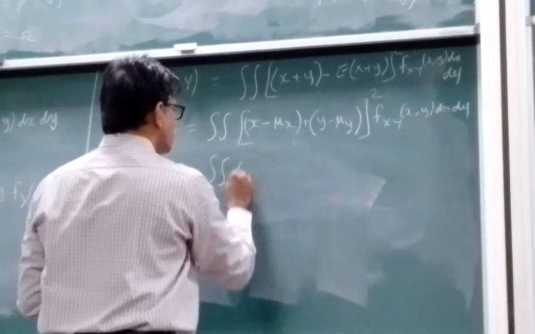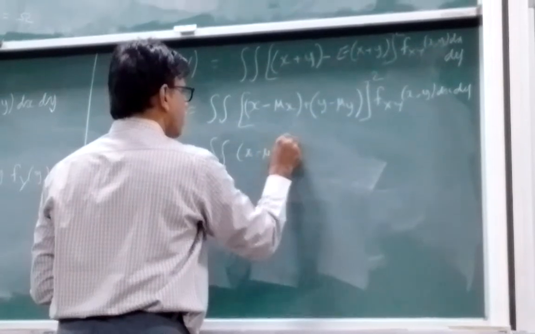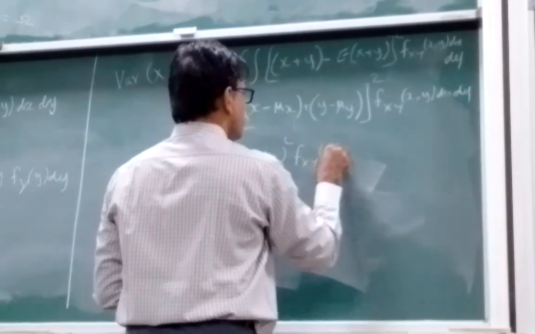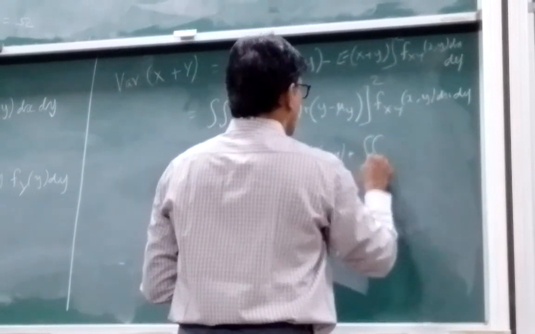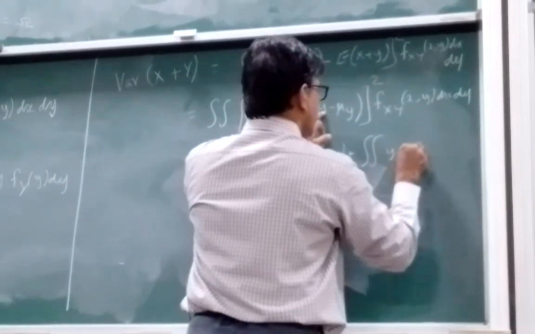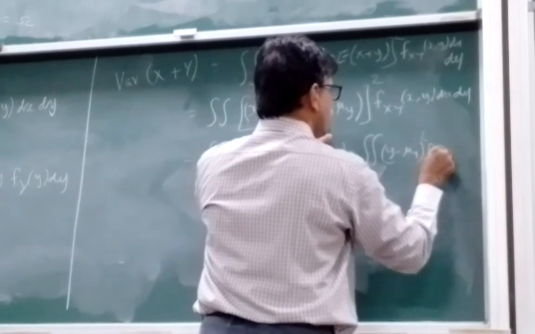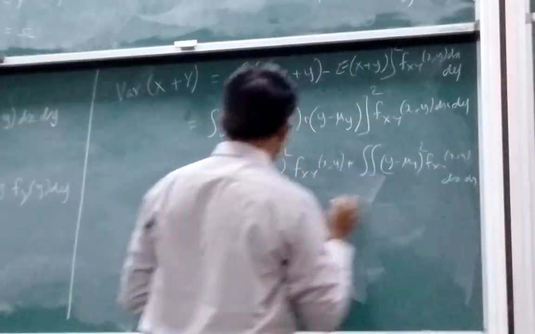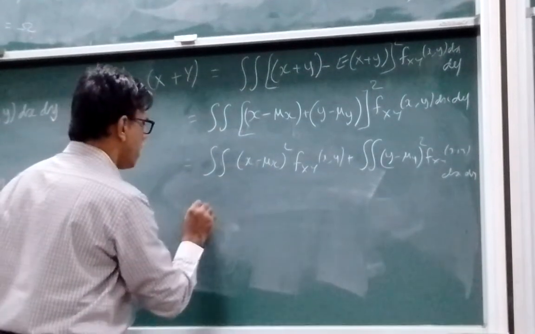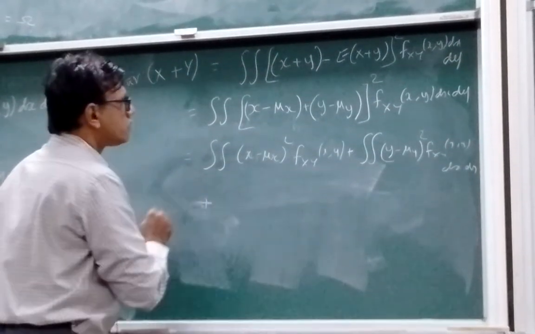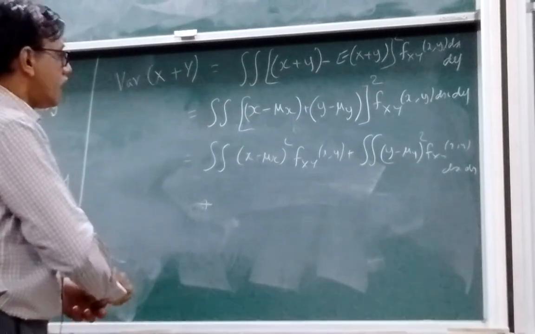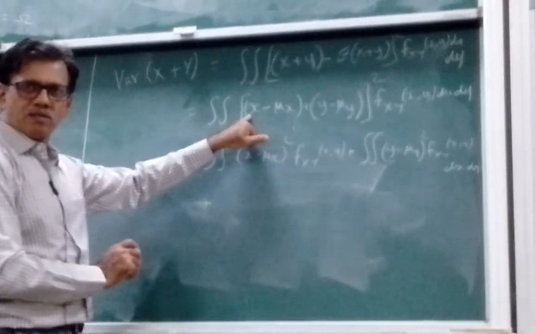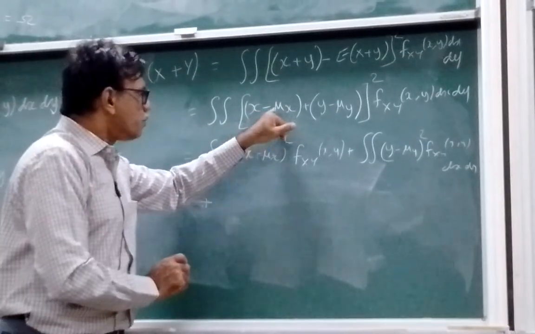So how is this one? X minus mu x the whole square into f x y of x comma y plus y minus mu y the whole square into f x y of x comma y dx dy. And then you have got a function which is minus plus two things will happen. Mu x into y minus mu y into x is there, plus mu x mu y is there.